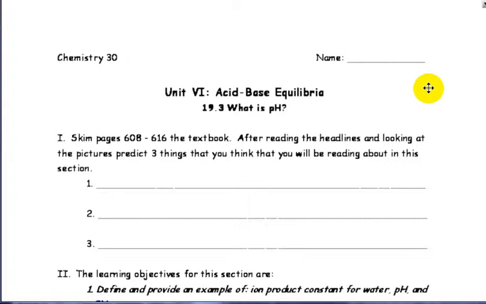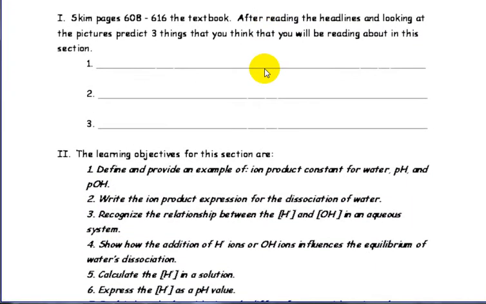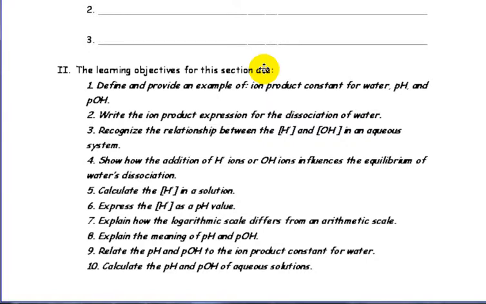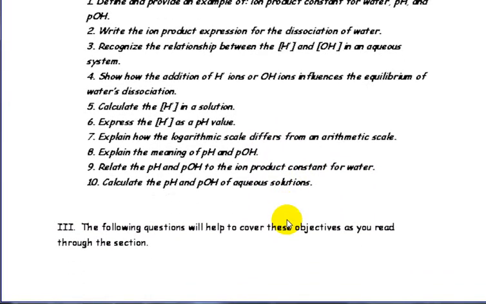What is pH? In this section, we'll be looking at defining and providing an example of the ion product constant for water, pH, and pOH. Write the ion product expression for the dissociation of water. Recognize the relationship between H and OH. In aqueous systems, show how adding H or OH influences the equilibrium of water's dissociation. Calculate the hydrogen ion concentration, express the hydrogen ion concentration as a pH value, explain how the logarithmic scale is different from the arithmetic scale, explain the meaning of pH and pOH, relate pH and pOH to the ion product constant for water, and calculate pH and pOH.